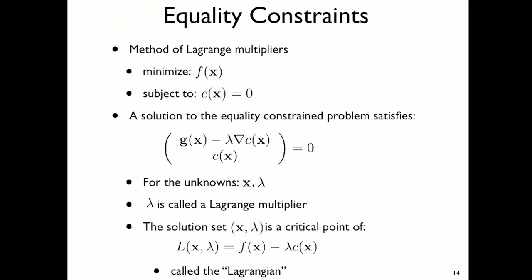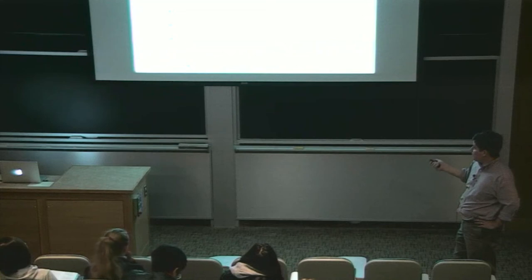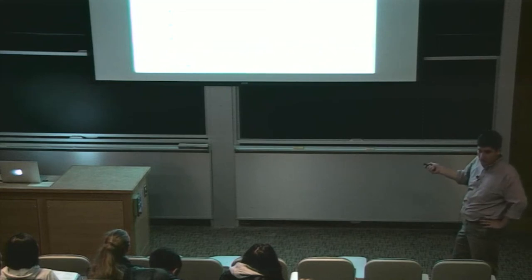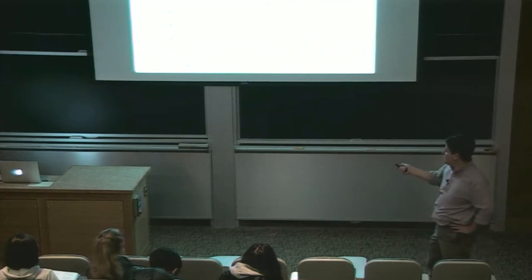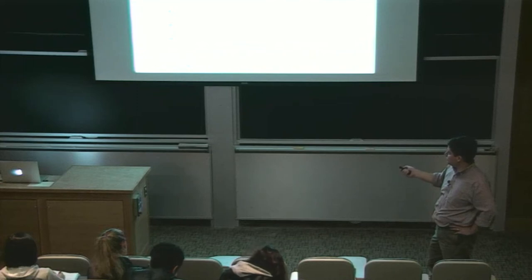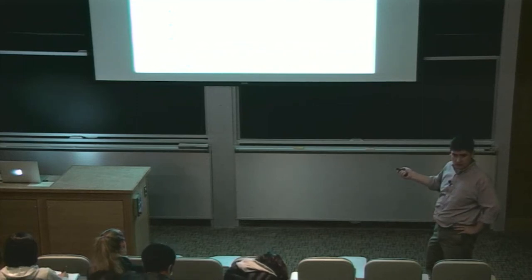In order to satisfy the equality constraint, we've had to introduce another unknown, the Lagrange multiplier. It turns out this solution set x and lambda is a critical point of something called the Lagrangian, a function f of x minus lambda times c. It's a critical point in x and lambda of this nonlinear function. It's not a minimum of this function, unfortunately. It's a saddle point of the Lagrangian, it turns out. So we're trying to find a saddle point of the Lagrangian. Does this make sense?